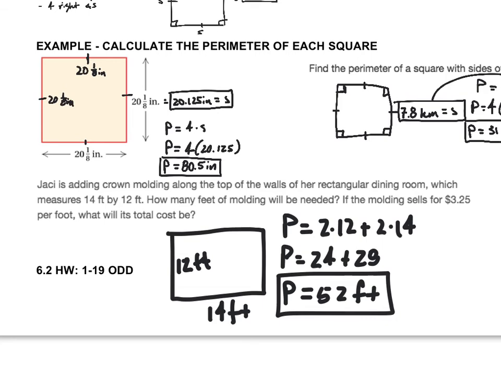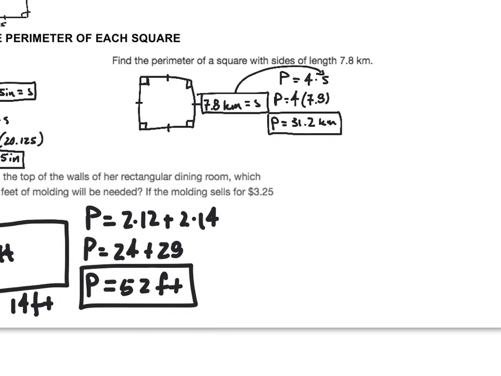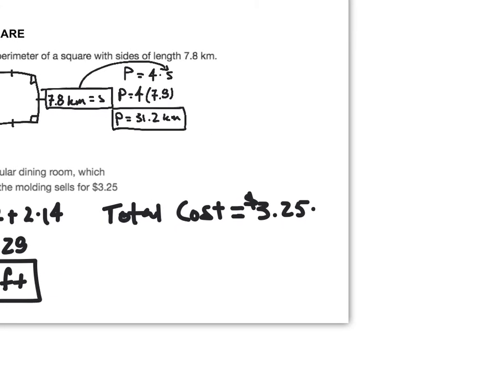Now, here's the other thing that we need to think about, okay? If the molding sells for $3.25 per foot, what is the total cost going to be? So I need to take the amount of feet that I have, which is 52 feet, multiply it by 3.25, and that's going to give me my total cost. So the total cost is going to be $3.25, the cost per foot, multiplied by 52 feet. So 52 times 3.25 gives you a total cost of $169. So that's just using this idea of perimeter to figure out some application problems.